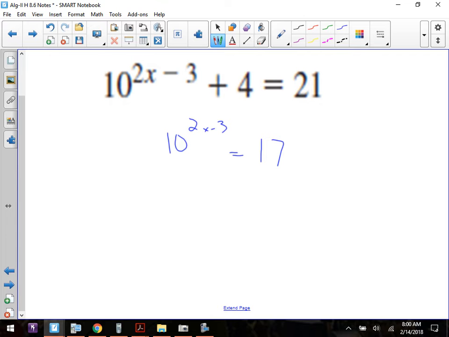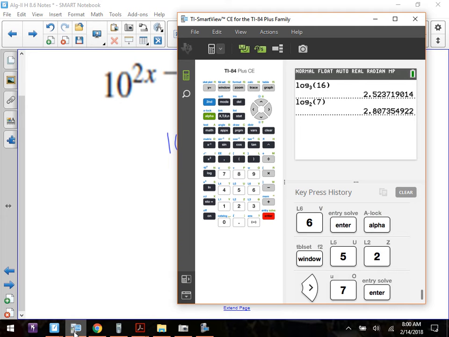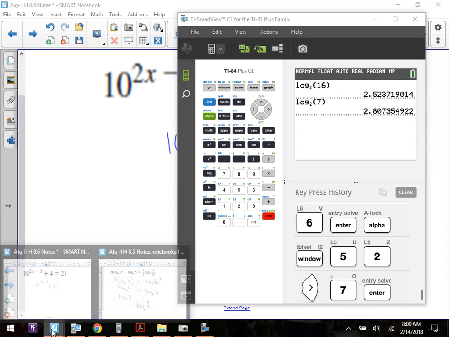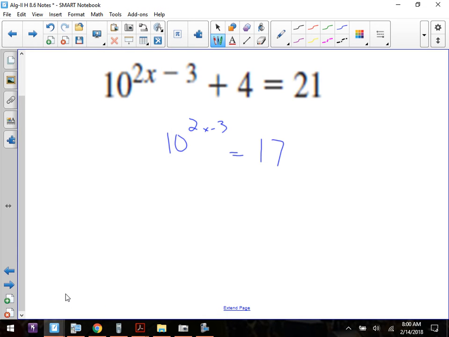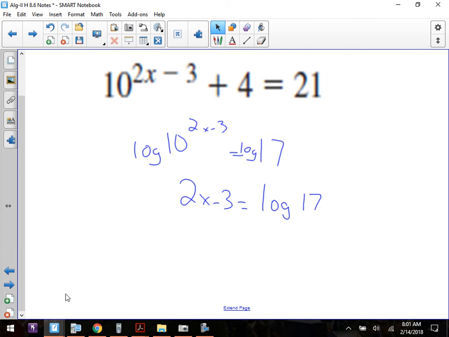Now, I have nothing else to do but log something. What log base do I use? 10. Now this is the case where I can just hit log. I don't have to use the alpha window 5 to do base 10. The log button is the one next to the 7. It says log, kind of helpful. So if you log both sides, you're going to get 2x minus 3 equals the log of 17. Now, log of 17 is just going to be some crummy decimal.